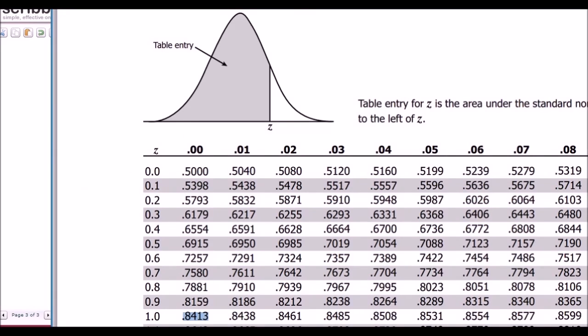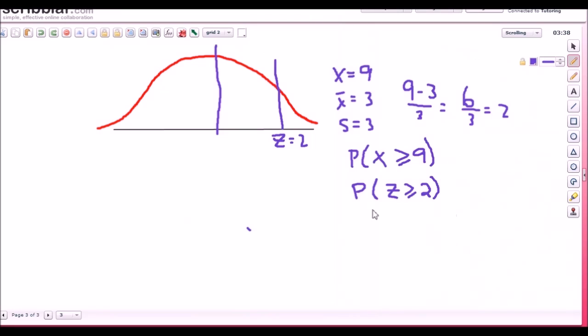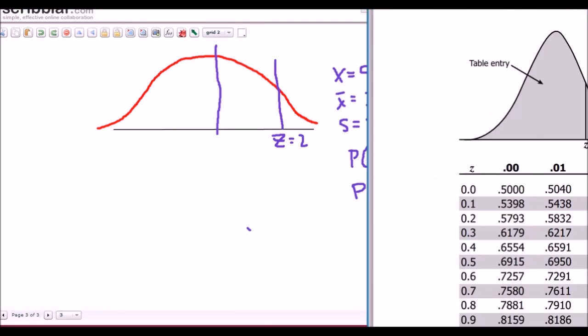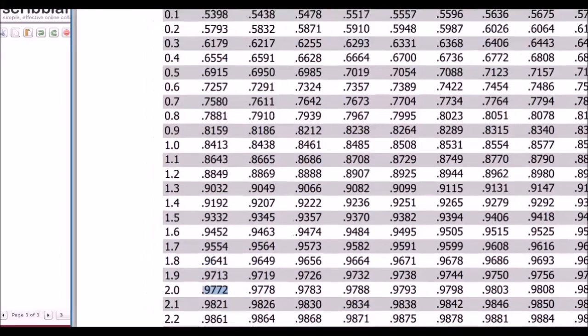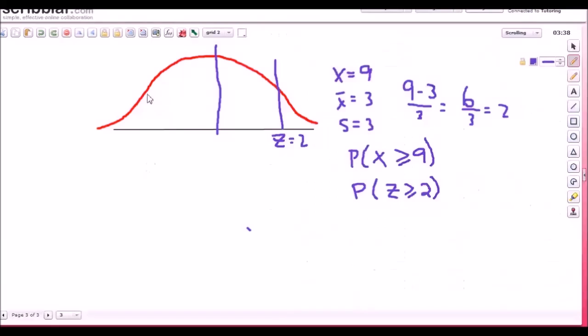So what we're looking for here for this problem is the probability of x is greater than or equal to 9, or standardized z-score, z is greater than or equal to 2. So let's go to 2. Here's 2, 0.9772.